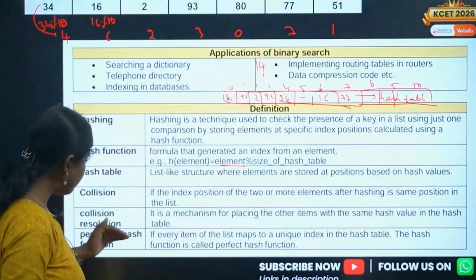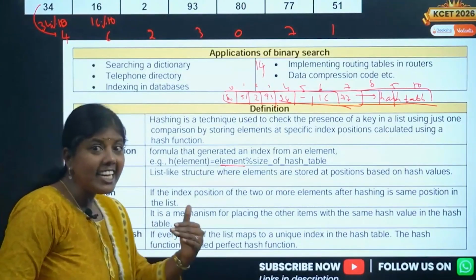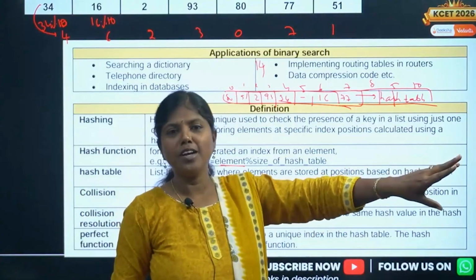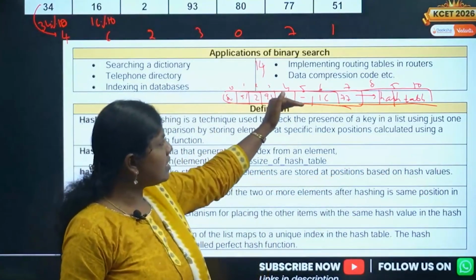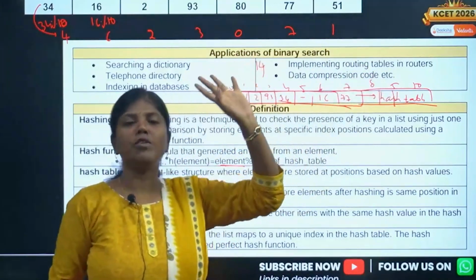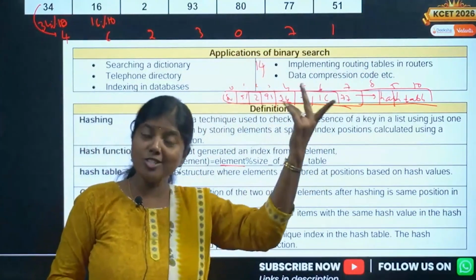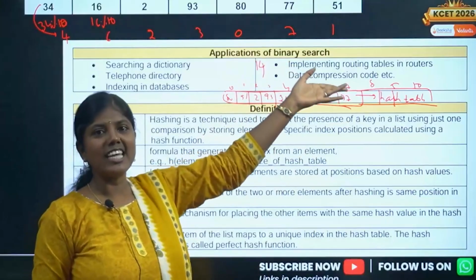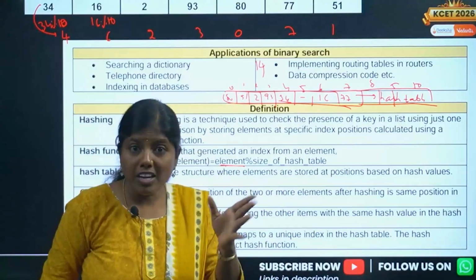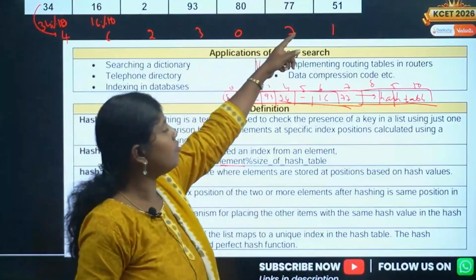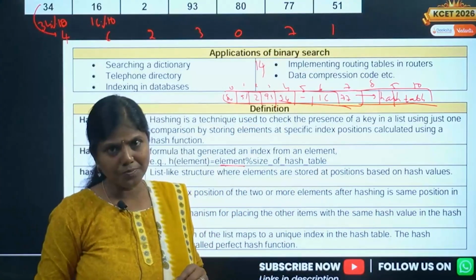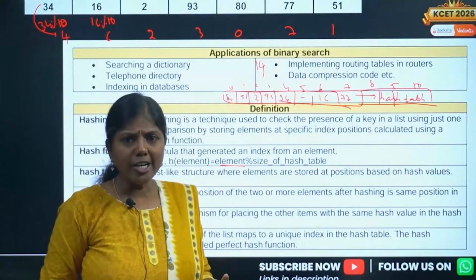Similarly, we have the perfect hash function. If each and every element in the list has a unique index value, that function is known as a perfect hash function. Everything is unique, so it becomes a perfect hash function. For example, if I add 14 to this list, then it is not a perfect hash function. Is the point clear? Understood?